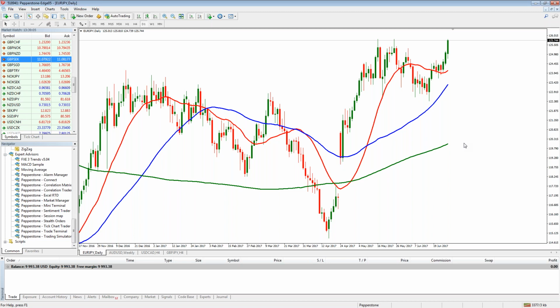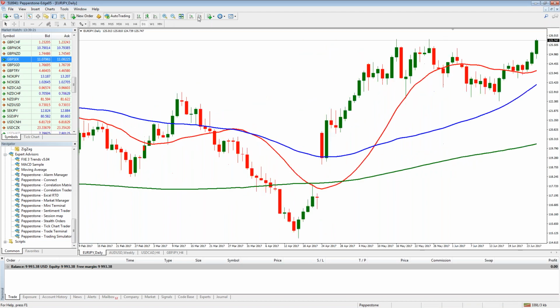So what we like to do is come into the daily time frame and see if price is above or below. That's a very simple way of saying, is the market currently in an uptrend or a downtrend on the daily time frame? Very, very simple.